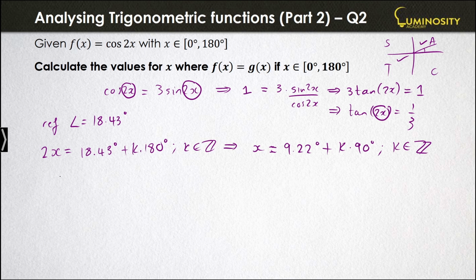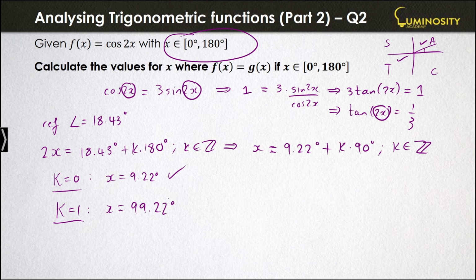Okay, so let's put in the solutions here. If I put k equals 0, I get x equals 9.22 degrees. Is that within that given domain? Yes. If I put k equals 1, I'm going to get x equals 99.22 degrees. Is that in that interval? Yes. The moment I go greater than 1, so k greater than or equal to 2, I'm going to get values that are much bigger than 180 degrees, so it's not applicable. And if I take negative solutions, I'm also going to get negative values for x, and those will not be applicable in that given domain.